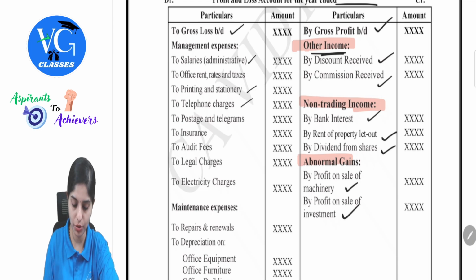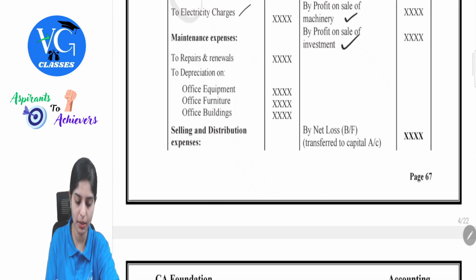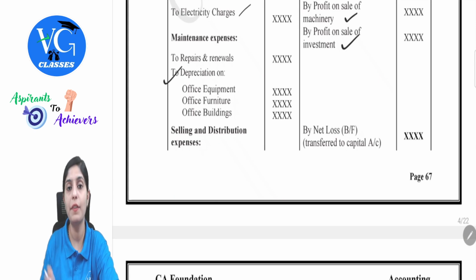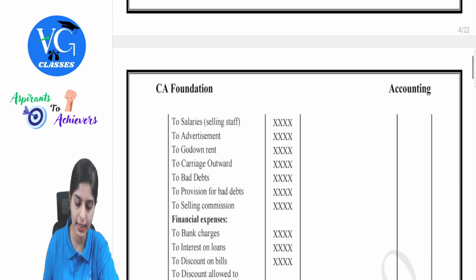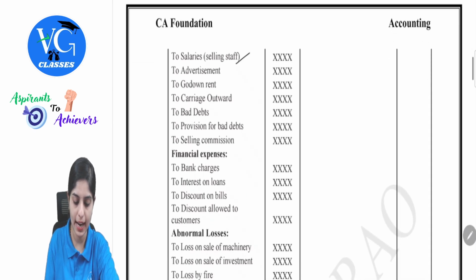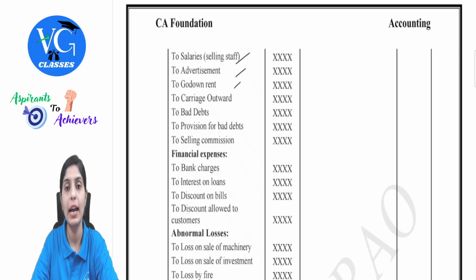telephone charges, postage and telegram, insurance, audit fees, legal charges, electricity charges, and then if there are any repair expenses, another important item is depreciation on your fixed, tangible as well as intangible assets. If it is on intangible, we consider it as amortization. And then any selling and distribution expense, salaries, advertisement, godown rent, carriage outward, carriage inward. If you remember, we have taken it to trading account. Carriage outward is again a transportation expense. Carriage inward was also a transportation expense.